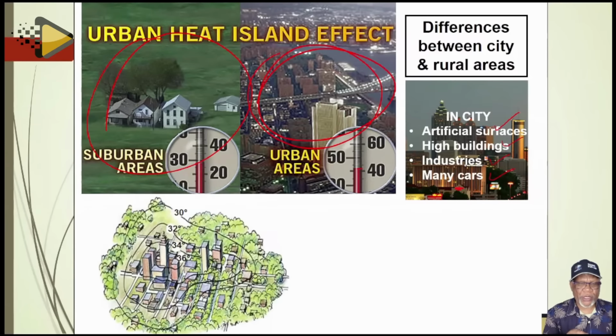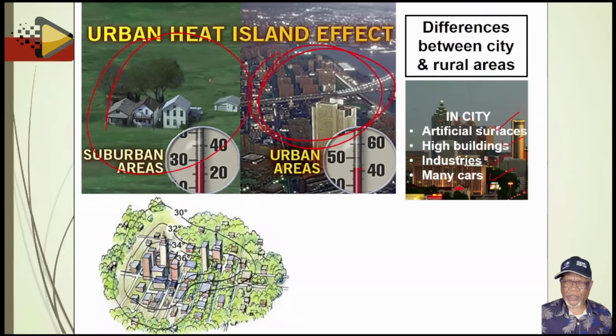Now when you're looking at rural areas, you can see we have natural surfaces and low building density. We don't have a lot of buildings here, and therefore the heat escapes easily, and we have vegetation that is not creating a lot of heat, and natural surfaces don't absorb a lot of heat.